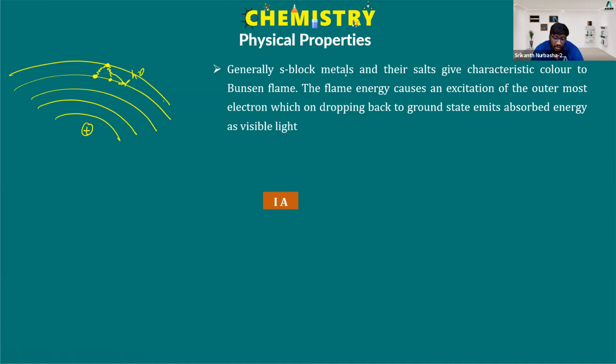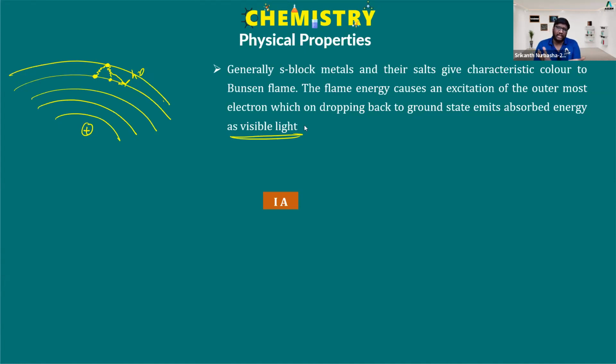Yes or no? Generally, S block metals and their salts give characteristic color to the Bunsen flame. The flame energy causes an excitation of the outermost electron, which on dropping back to the ground state emits the absorbed energy as visible light. Whatever energy is absorbed is going to be released back, because the electron can't be stable in the higher energy state. It comes to the lower energy state. The electron which was in the lower energy state goes to the higher energy state as it gains heat energy.